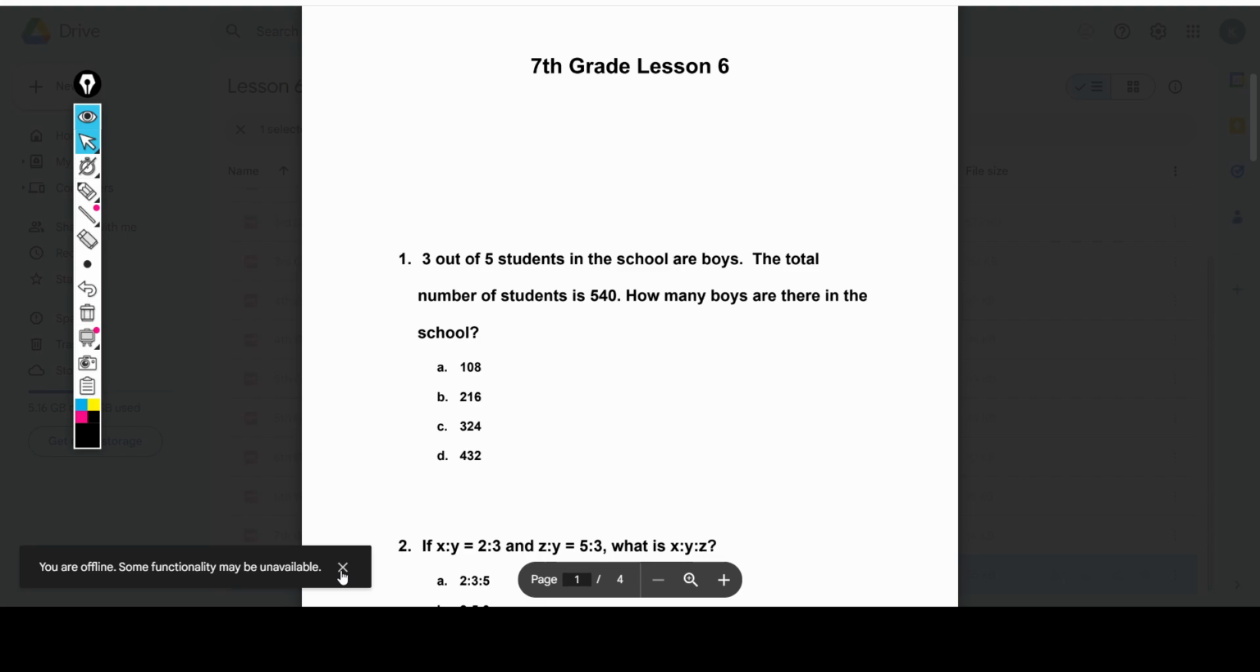So for our first question, we have 3 out of 5 students in the school are boys. The total number of students is 540. How many boys are there in the school?